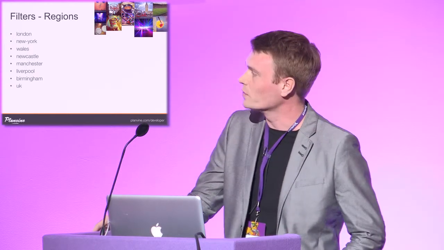The other main filter that we put on the API is you can filter by region. So the main regions we cover at the moment are London, New York, Wales, and then some of the big cities across the UK. And we also have just a general one, which is the UK, which will give you back everything that we have for the UK. And they can be added to, again, any of the event queries. So either the event, the category, or the venue search can take a range parameter.